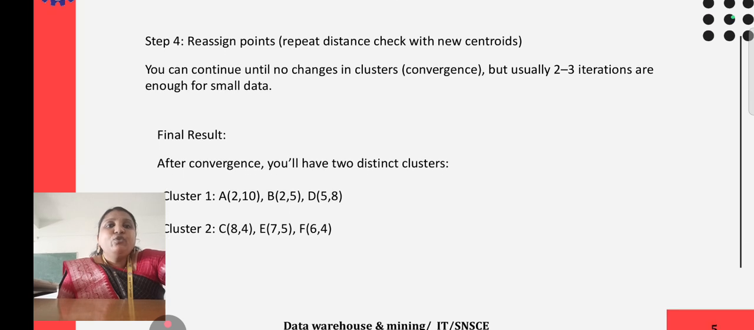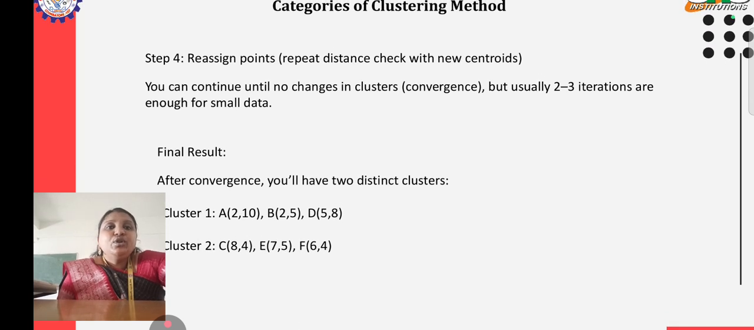Now in step 4, we have to repeat the distance calculation. We check against the new centroids. We continue this process until there are no changes in the clusters. Usually we have 2 to 3 iterations for a small data set. If it is a large data set, it will take n number of iterations. It is the same process, the same steps.